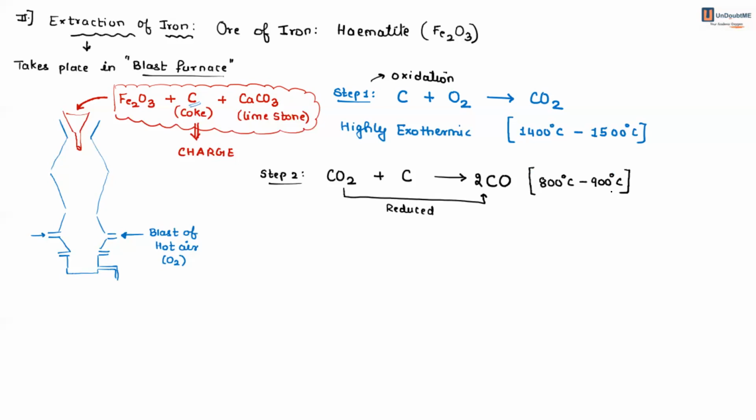Now, what is step three? Step three is very important. So, step three is this Fe2O3, the hematite ore, that is going to react with carbon monoxide. So whatever carbon monoxide is present from step 2 is going to react with Fe2O3, forming Fe plus CO2.